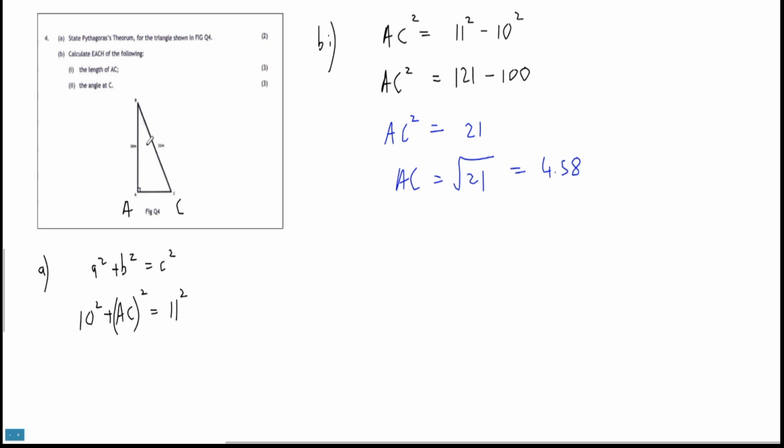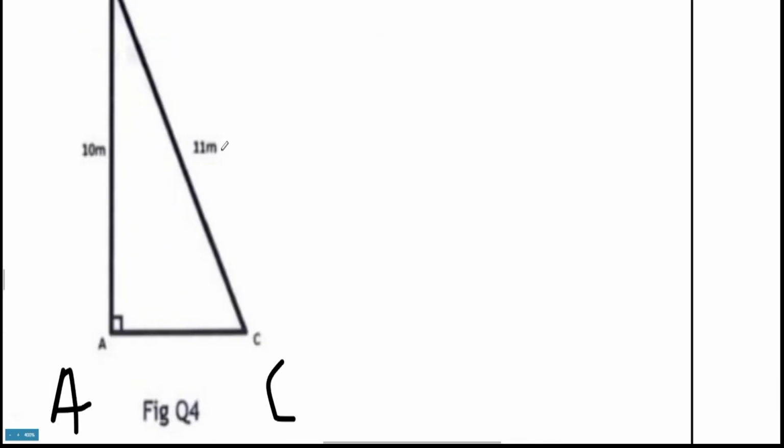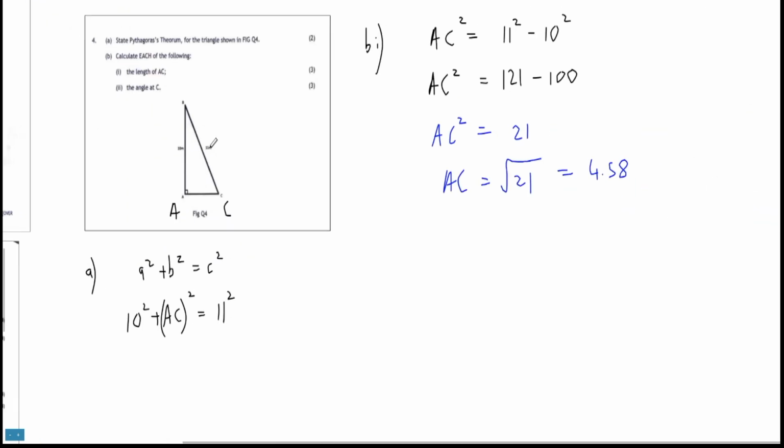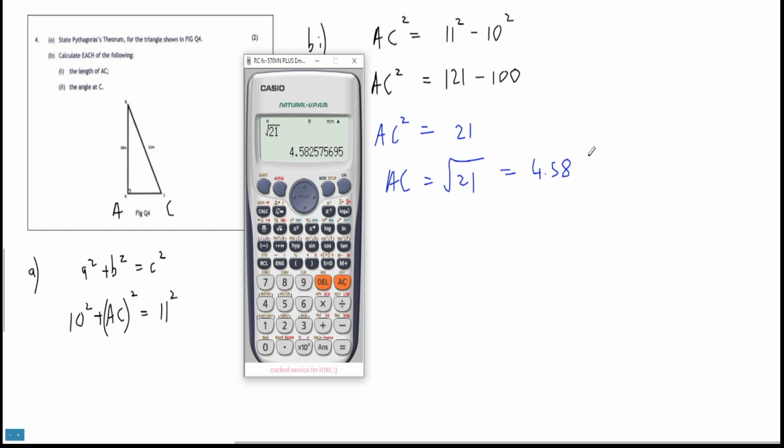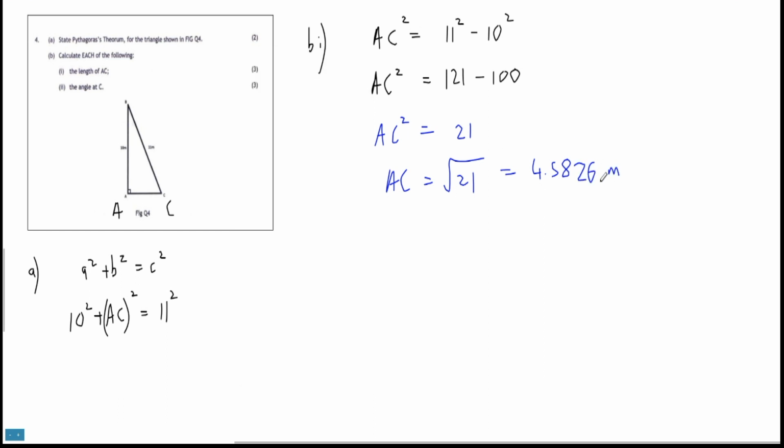4.58. Is it in centimeters? If we look carefully, the thing is labeled in meters, so we will be using meters on this as well. So 4.58 meters, let's get another couple of digits on there, to 6 meters. Great. Can't complain about that.